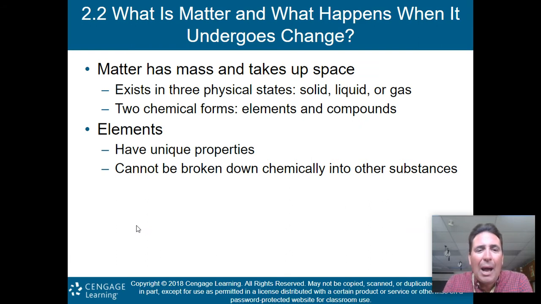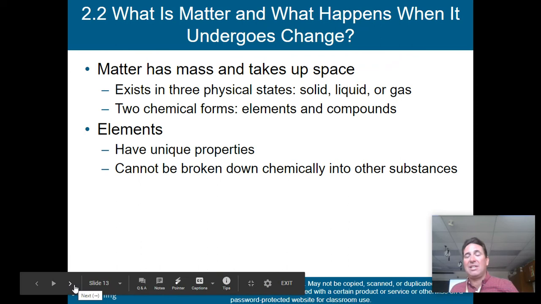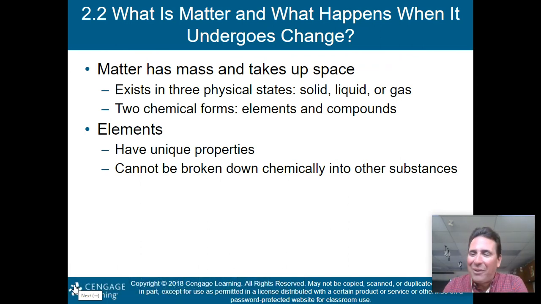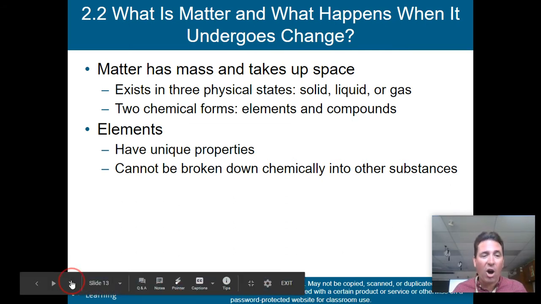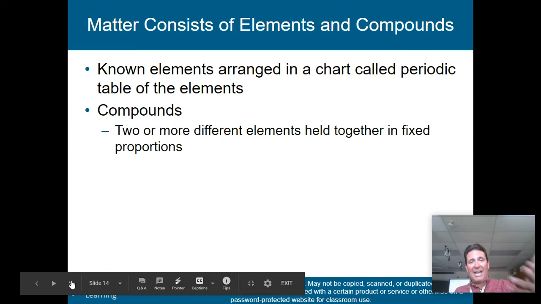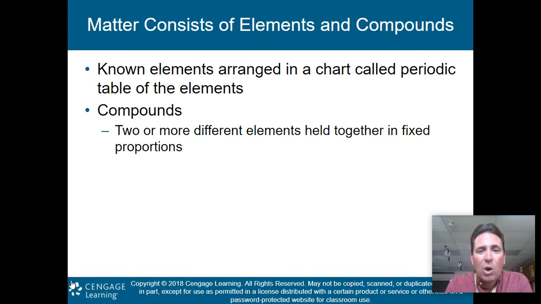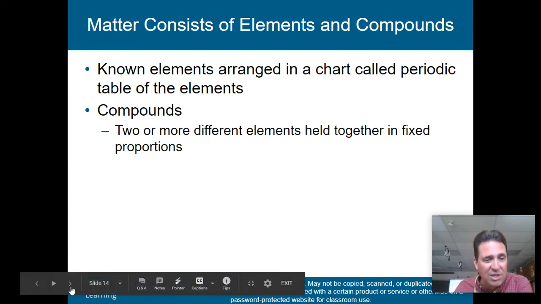Elements have unique properties and cannot be broken down chemically into other substances. So that periodic table of the elements that you used in chemistry, all those substances on that chart are elements. They have unique properties and they can't be broken down chemically into any more substances. They are what they are. And those are arranged in that chart called the periodic table.